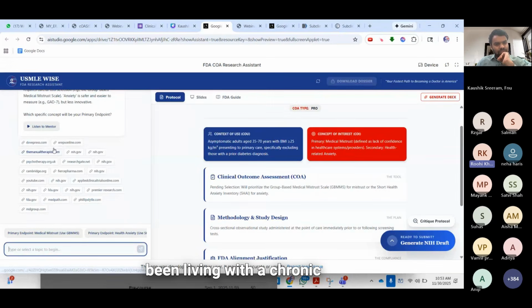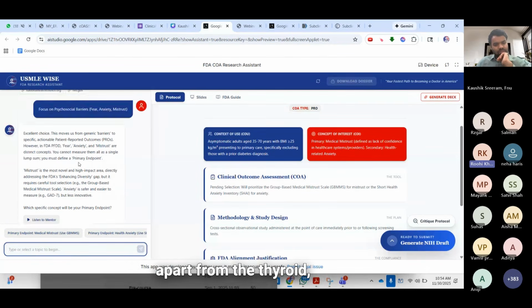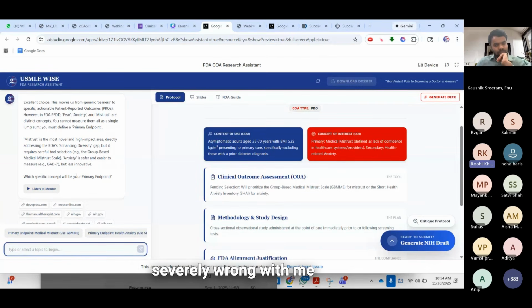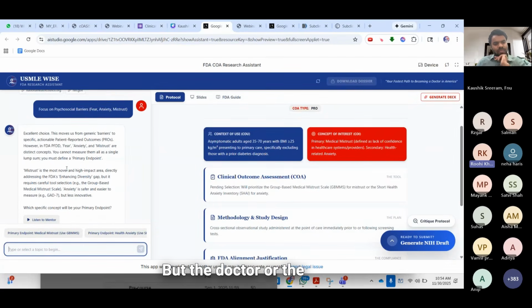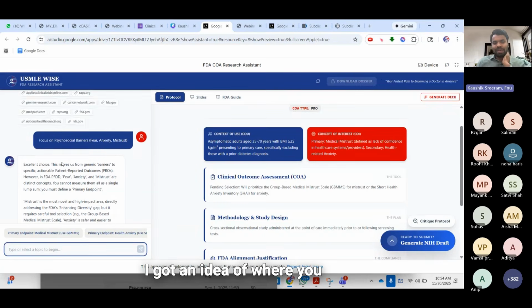So, a patient who has been living with a chronic autoimmune condition, say Hashimoto's or Graves' disease, or even the wider thyroid spectrum in general, is worried that apart from the thyroid, there's something else very severely wrong with them, and they want to be screened. But the clinician is looking at the labs, looking at the forest for the trees, so they're going to say, okay, I don't think you're at risk for diabetes, I don't think you need to be screened, that kind of a concept. Am I making sense? Yeah, and it has given some recommendation. I got an idea of where you're going.